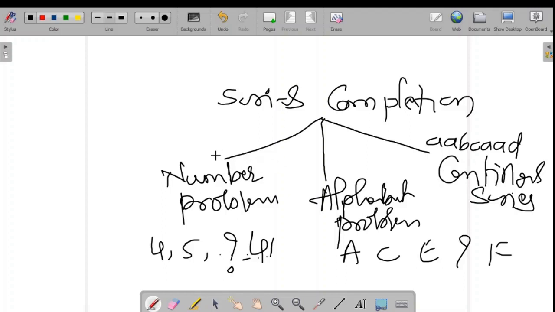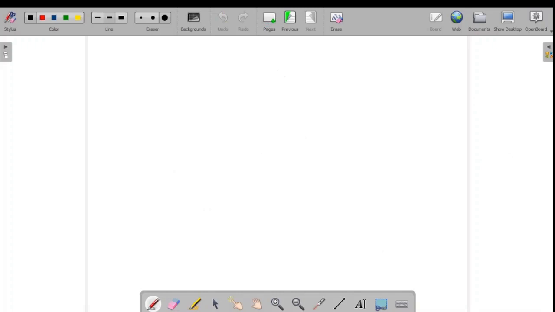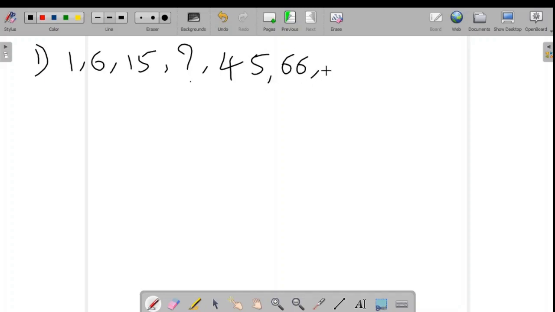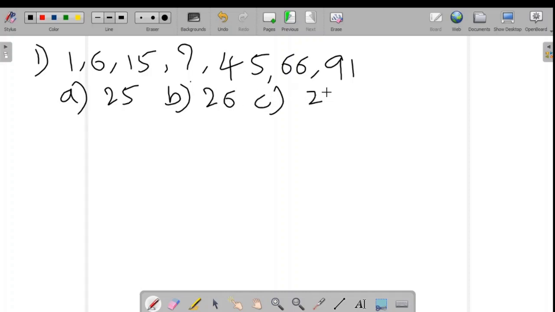Today we will try to solve a few problems on number series. Okay, let me start with the number series problems. Let us take the first problem here. Let me write the problem here. The series is: 1, 6, 15, question mark, 45, 66, 91. Let me write the options: A 25, B 26, C 27, D 28.